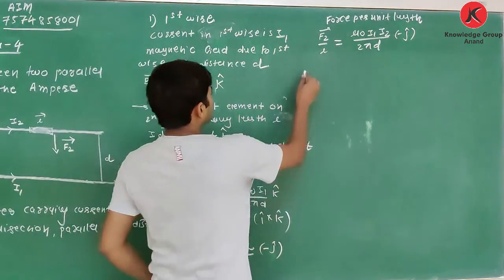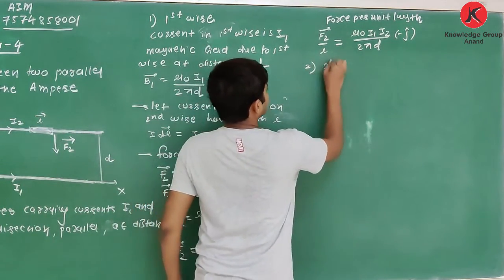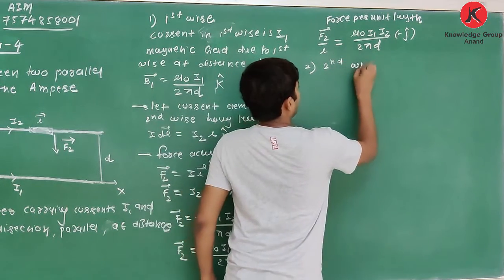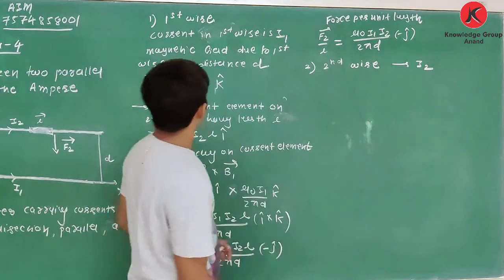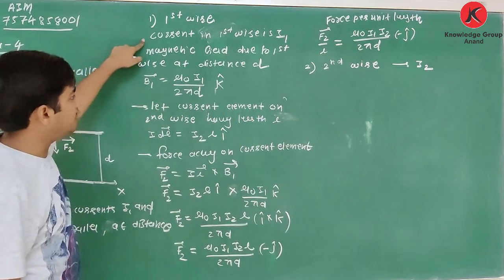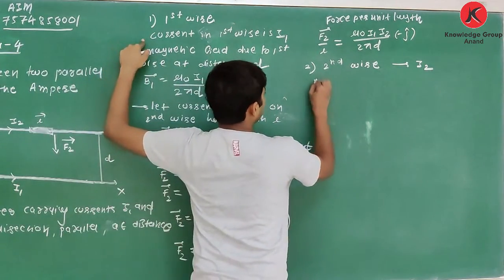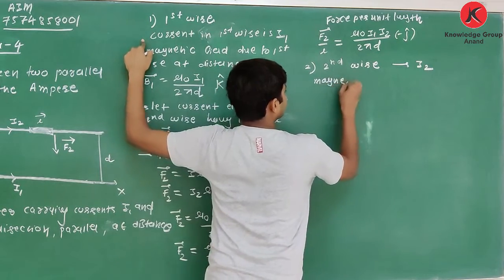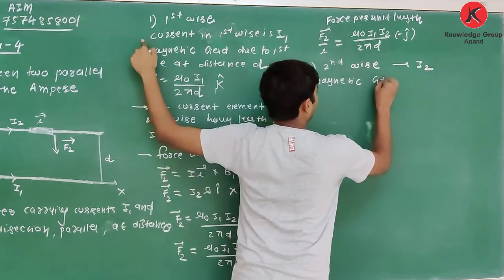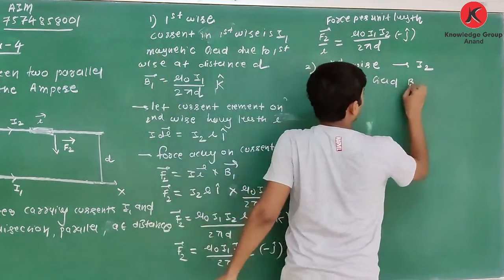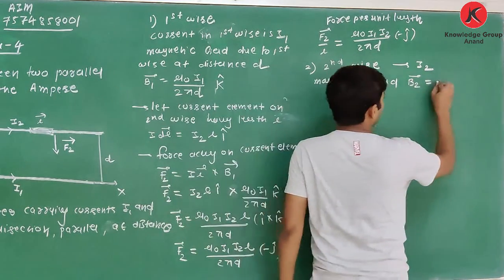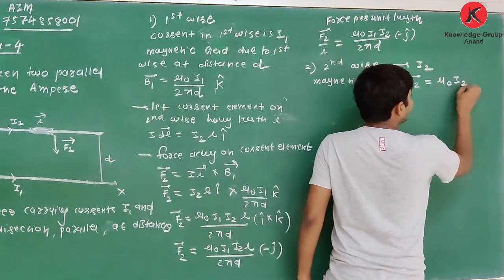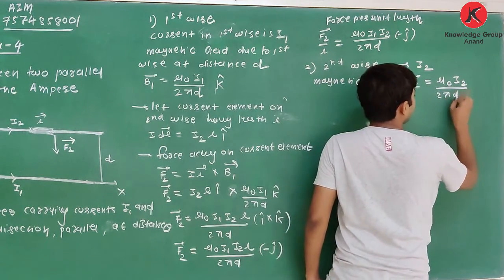See, in short how to write. Second wire: the current flowing in the second wire is I2. So yes, the magnetic field, what is the magnetic field? B2 is equal to, yes, we have the equation μ0 I2 upon 2πd.